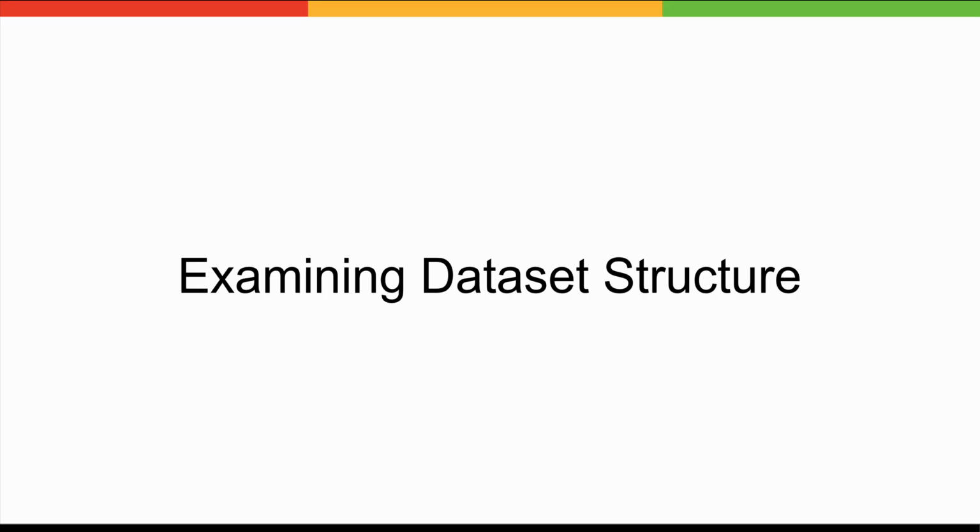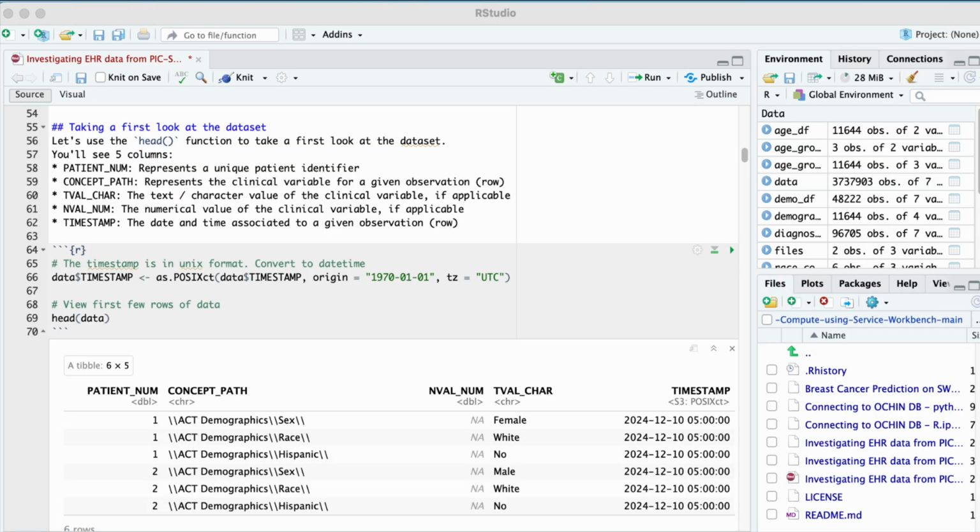Examining dataset structure. The dataset's timestamps are stored in Unix format. Before analyzing the data, we will first convert these timestamps into a standard date-time format. To get an initial understanding of the dataset, we will use the head function, which displays the first few rows and helps us examine the structure.